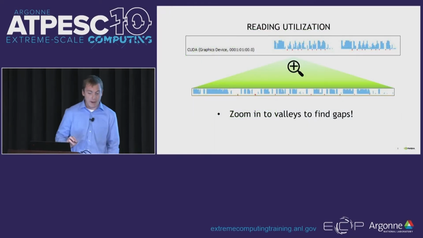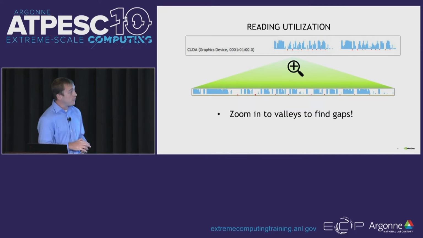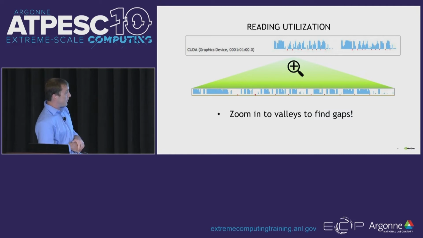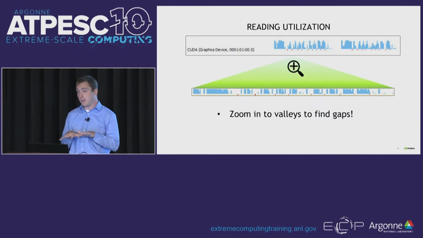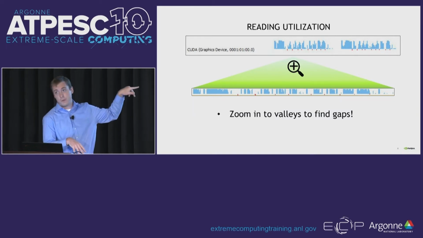Okay, one thing to keep in mind is when you see these utilization bars on this timeline, it kind of looks like a spectrogram, right? If you're zoomed out, what look like these little valleys are, in fact, if you zoom in even closer, gaps, right? Because as you zoom out, this utilization is averaged over time, right?